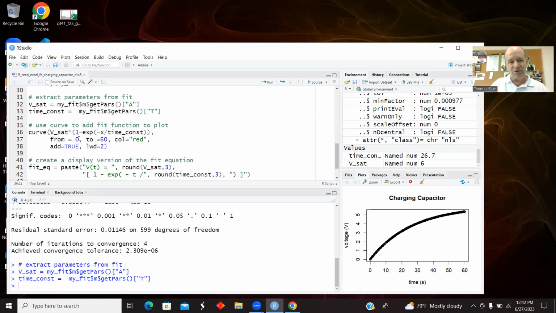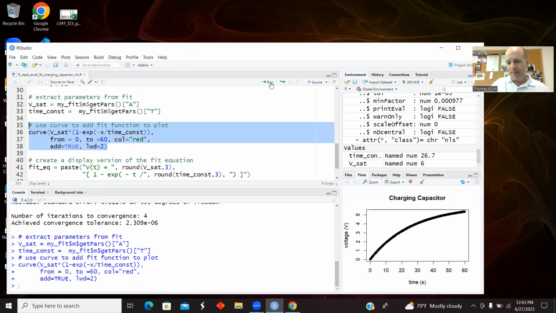I'm going from 0 to 60. That's about my time range. I'm going to make it red. I'm going to add it to what I already have, so I'm not making a new graph. I'm adding to my previous graph. And this is the line width, so it's going to be sort of a thickish red line. There we go.